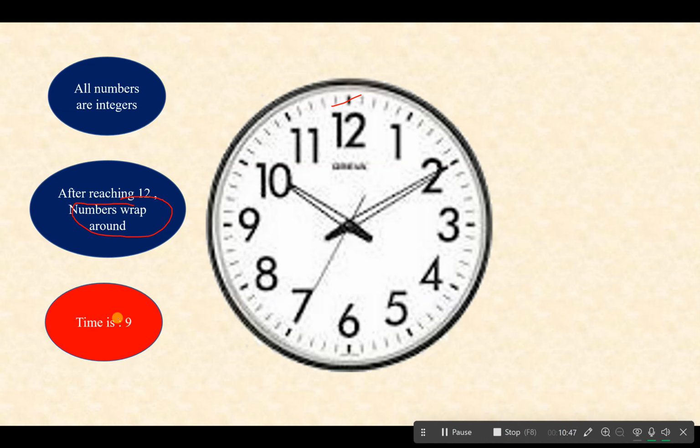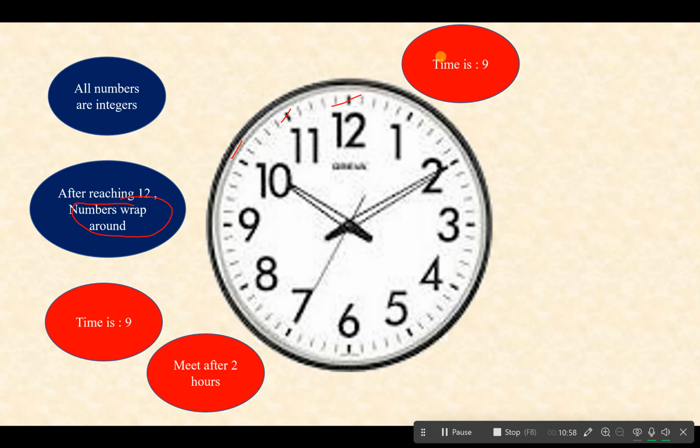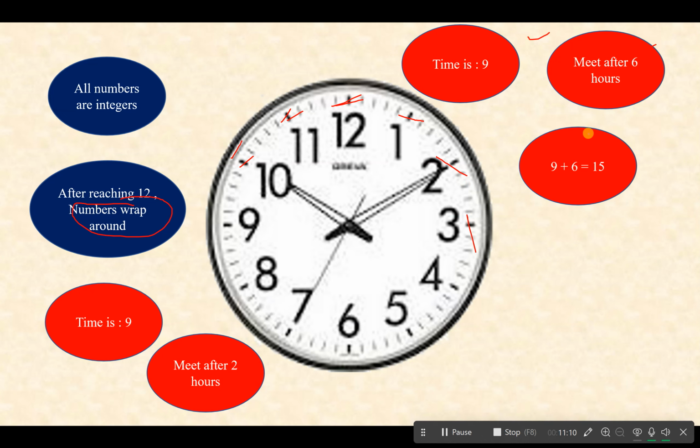For example, if the time is 9, and I ask you to meet me after 2 hours, that means, see here, after 2 hours: 1, 2. So you meet me at 11. Or if I tell you the time is 9 o'clock, so meet me after 6 hours, what will you do? See here, 1, 2, 3, 4, 5, 6. That means you meet me at 15 hours, isn't it?